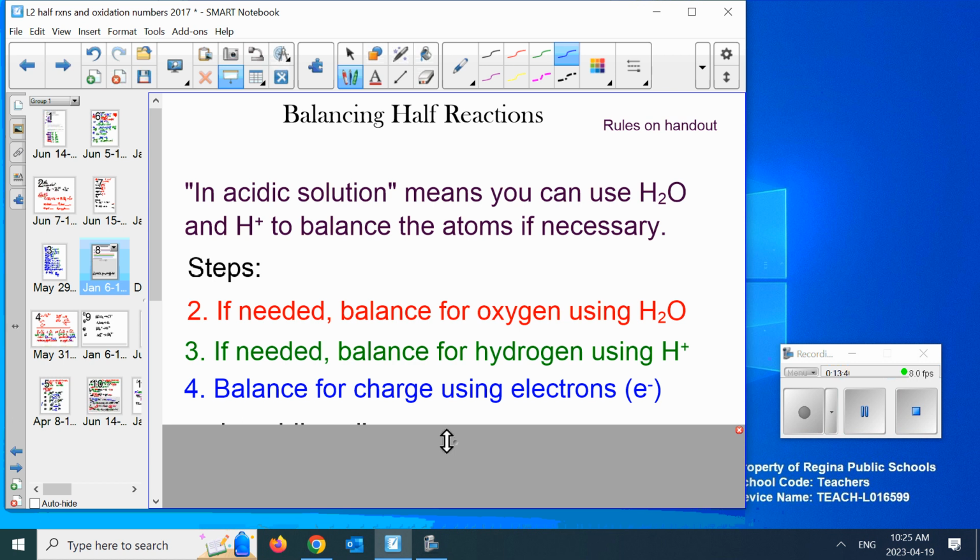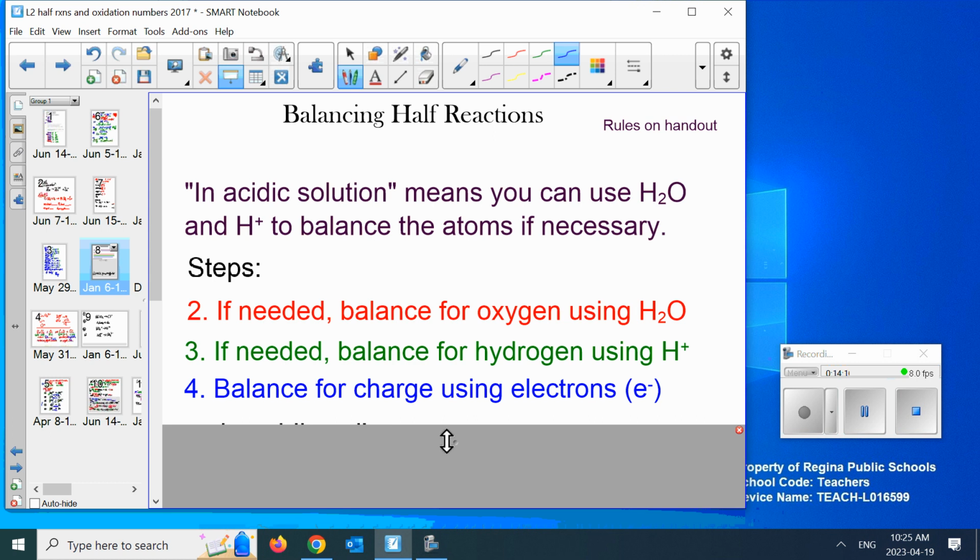You notice how the first 5 rules say acidic solution, right? When I say acidic solution, it means you can use water and what do acids donate? H+. You can use that to balance atoms if necessary. We'll see how this works. Now, I'm not going to go over the steps, because right now we're only doing a partial, a half reaction. So we're going to skip step 1 at this minute.